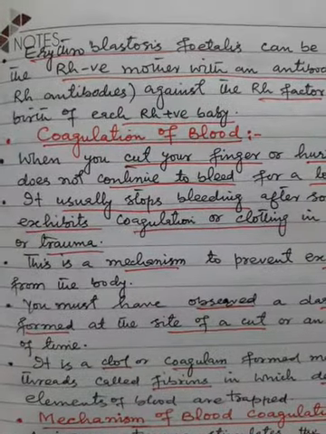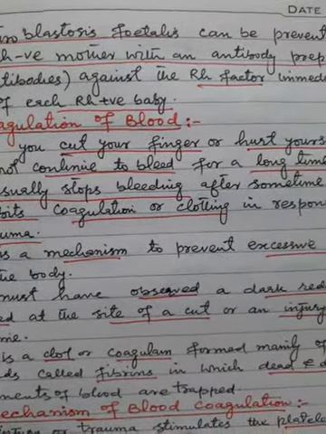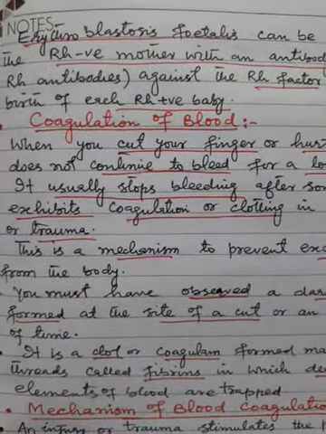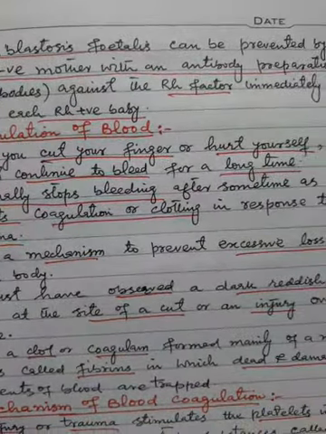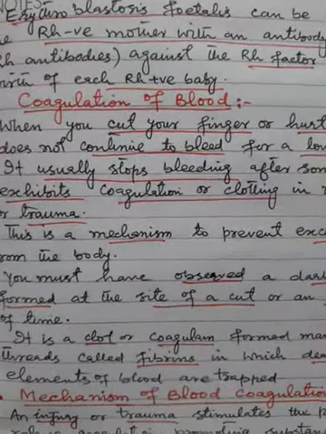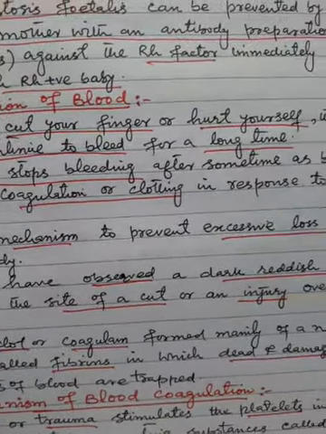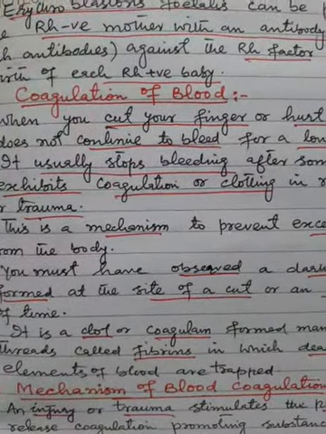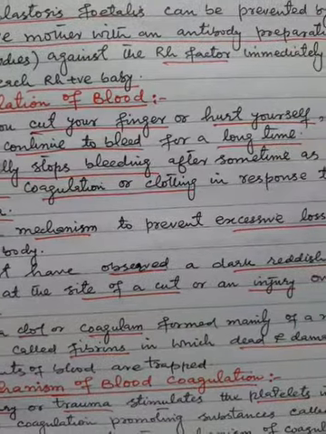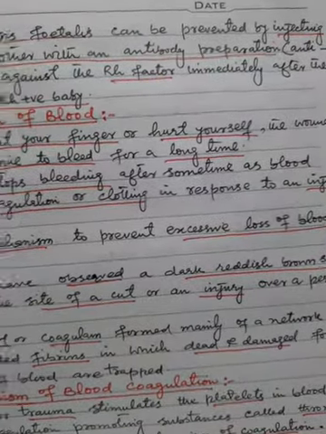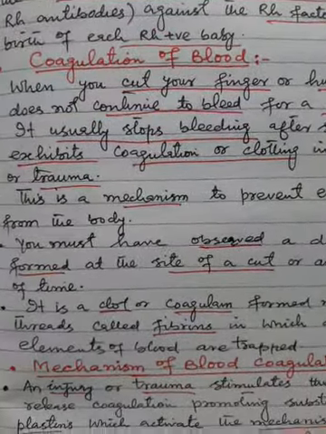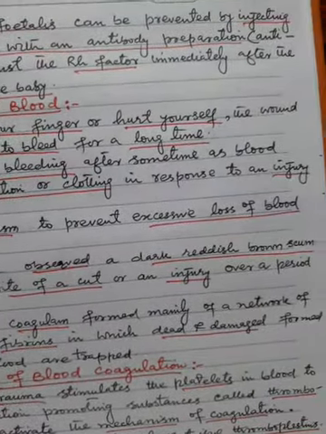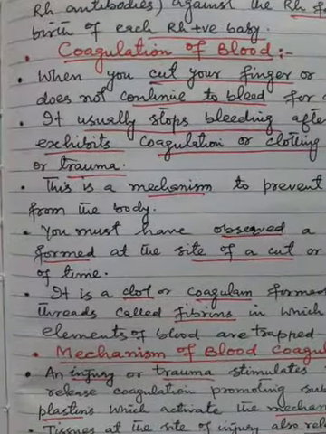Now, coagulation of blood. When you cut your finger or hurt yourself, the wound does not continue to bleed for a long time. It usually stops bleeding after some time as blood exhibits coagulation or clotting in response to an injury or trauma. This is a mechanism to prevent excessive loss of blood from the body.